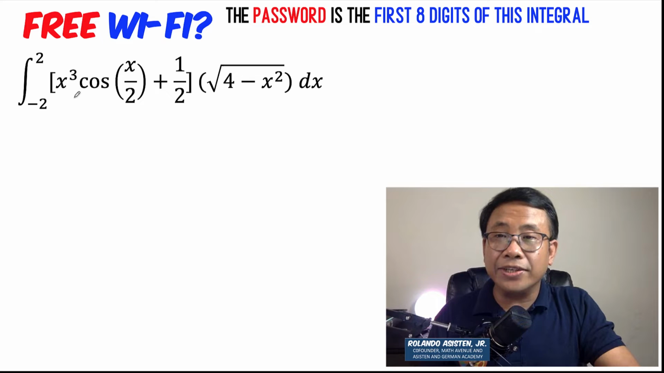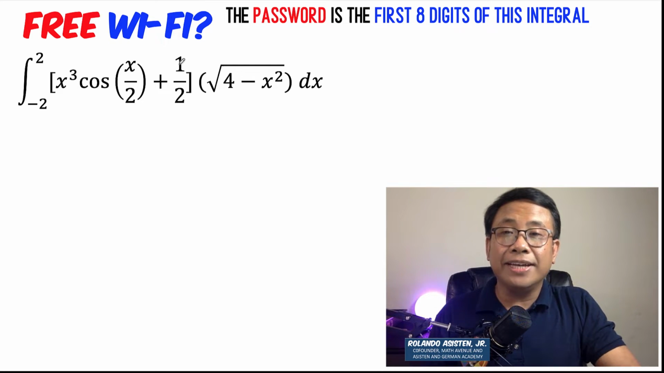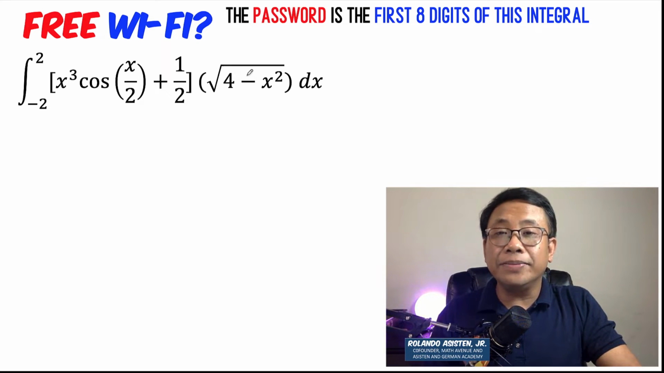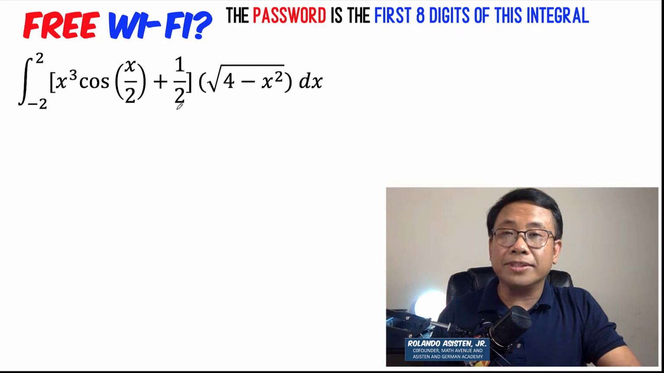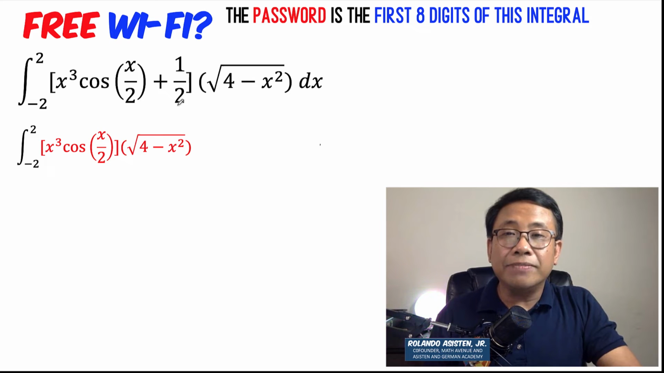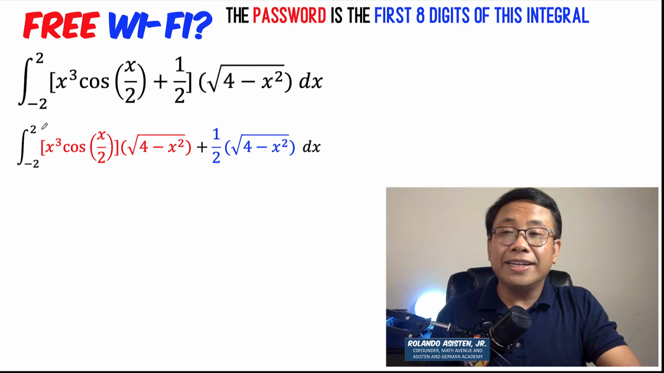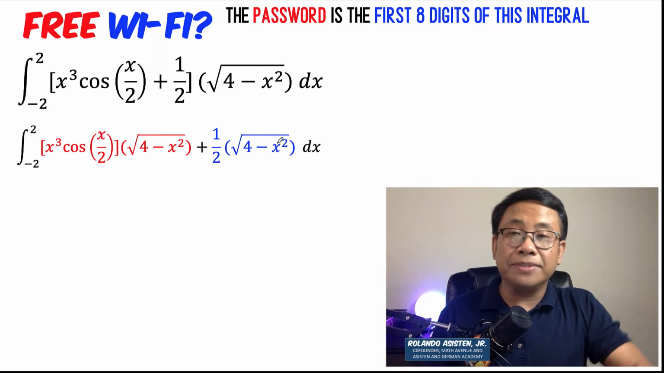We have here x cubed cosine of x over 2 as one term, 1/2 as another term, and that is multiplied by this monomial factor, the square root of 4 minus x squared. So the first thing to do is distribute this monomial to each of the terms of the binomial, and this is what we got. The first term times the monomial factor resulted in this red function. The second term times the same monomial factor. The result is this blue function. So we now have here the integral of these two terms dx.